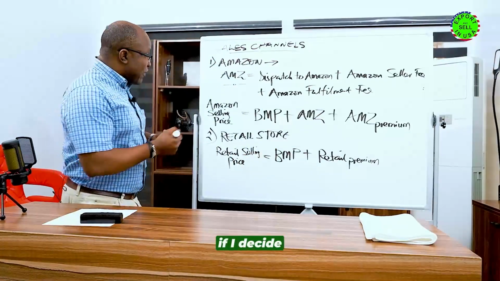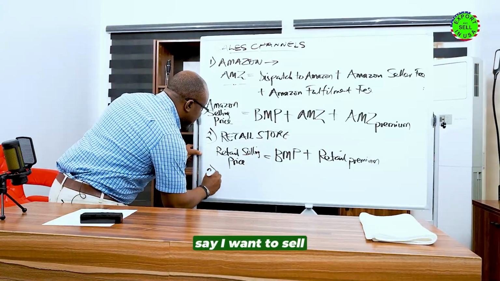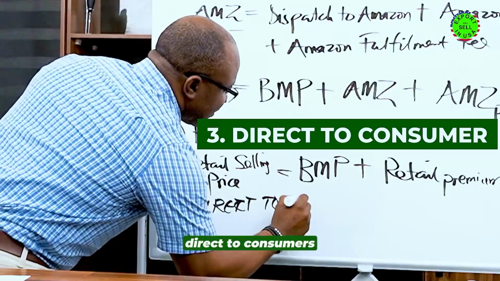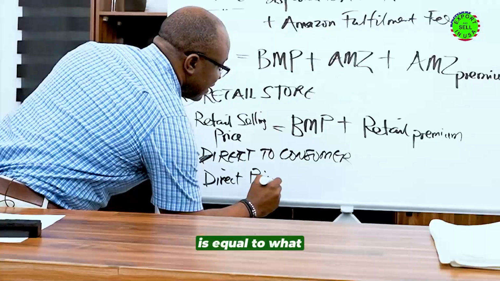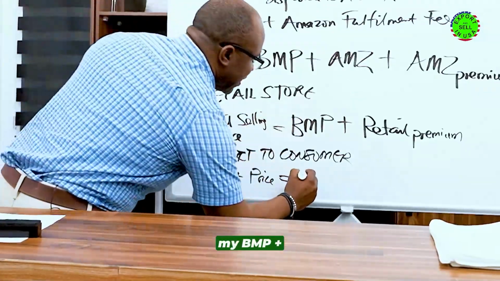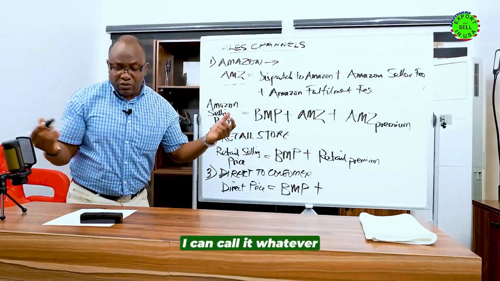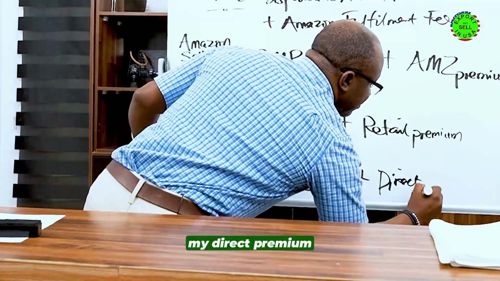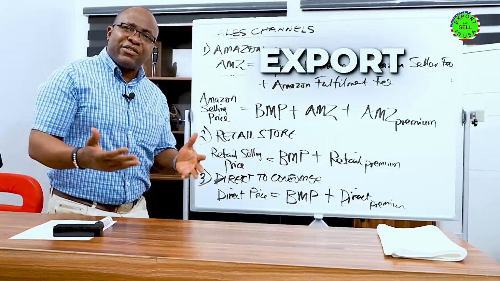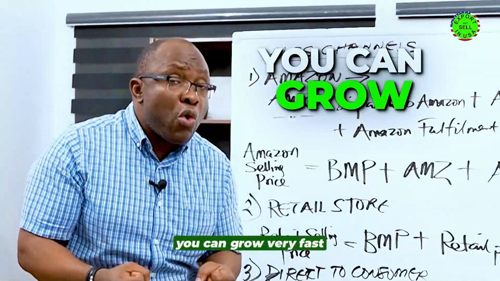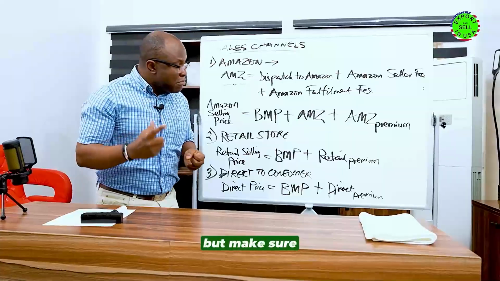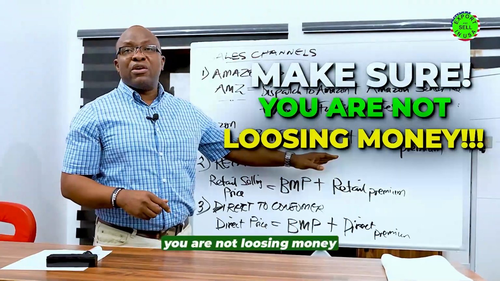The last one: if I decide, say, I want to sell direct to consumers, how much do I sell? So my direct price is equal to what? My BMP plus, I can call it whatever, my direct premium. That's as simple as that. Export is easy. It is profitable. You can grow very fast. But make sure in all that you are not losing money.